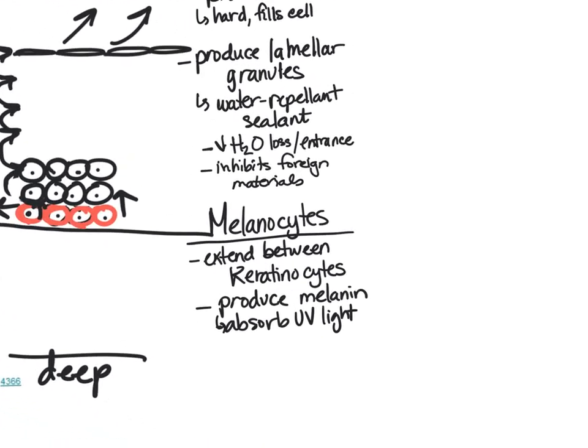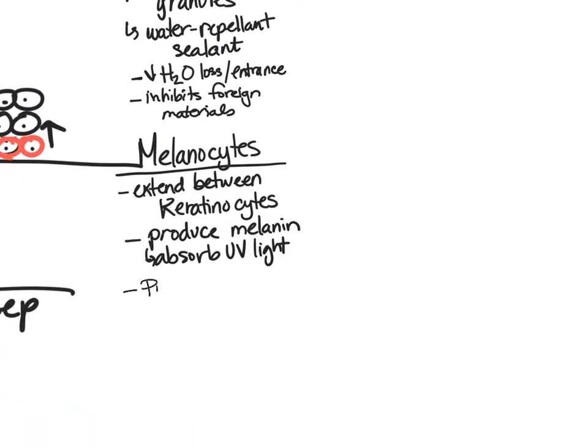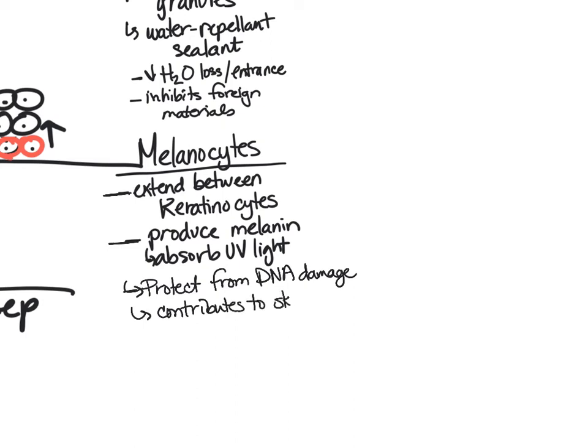So this is going to protect from DNA damage. I guess that would be another part of produces melanin here. Melanin also contributes to skin color. There are different types of melanin, and depending on the quantities of those different types of melanin produced, it is going to assist in skin color.